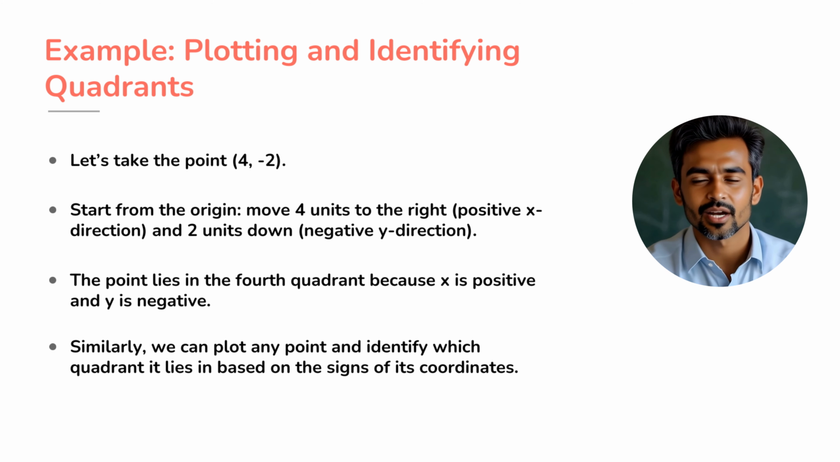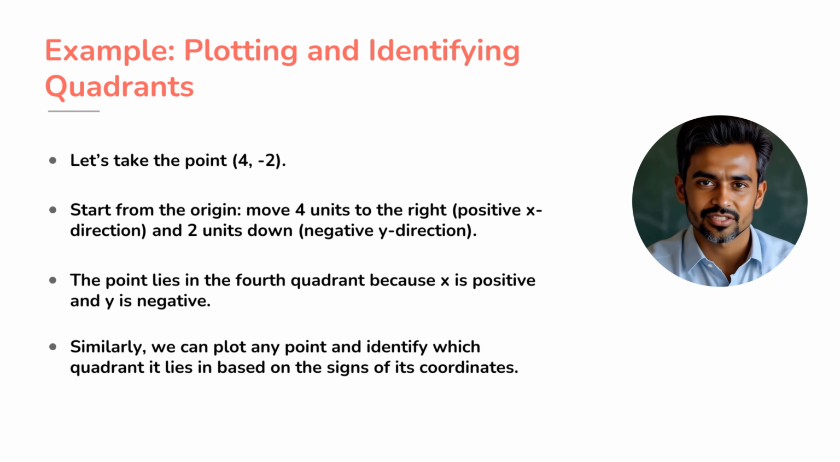Let's apply what we've learned with an example. Suppose we have the point (4, -2). First, we start at the origin. Move 4 units to the right along the x-axis and 2 units down along the y-axis. Now, we know that the point lies in the fourth quadrant because the x-coordinate is positive and the y-coordinate is negative.